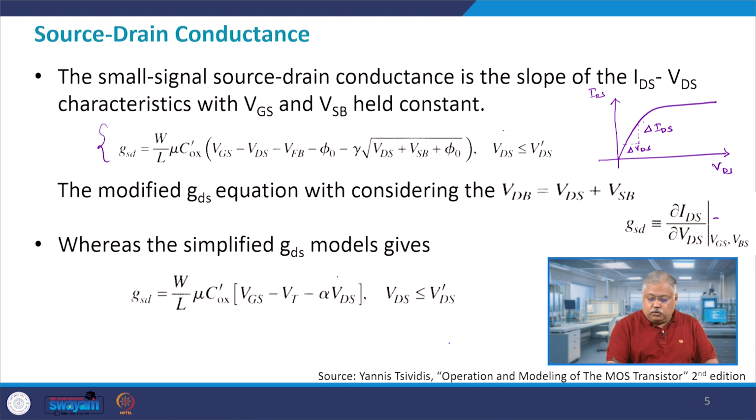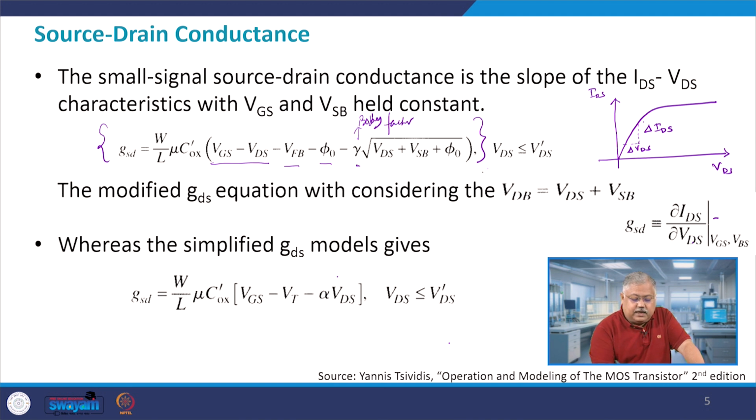It is given by this complicated looking formula here. So, do not worry from where I am getting it, but the formula you get is (W/L) μ Cox prime times (VGS − VDS − VFB − φ0 − γ...). Gamma is defined as the body factor, and this comes from the fact that if your source to bulk is 0, then this quantity goes to 0. If it is not, there will be a fixed quantity available here, and so on and so forth. This is for the linear region of operation which we get.